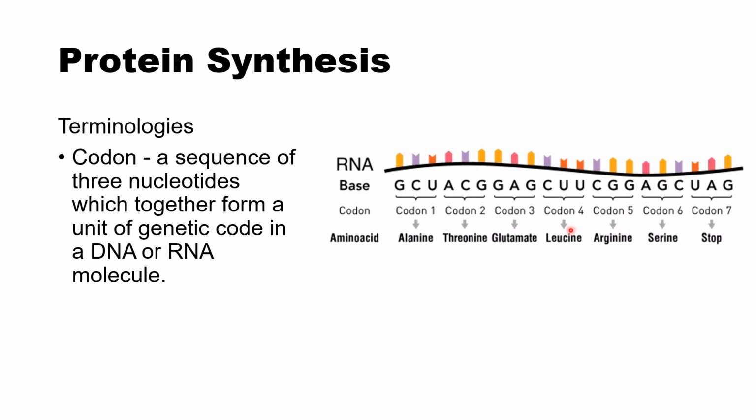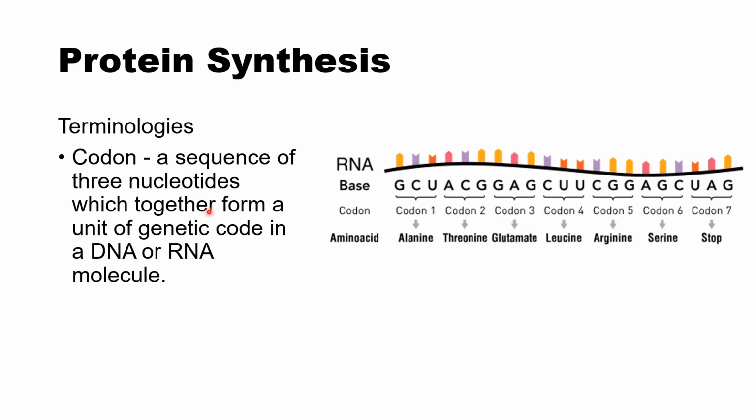So, before we go deeper into translation, let's talk about yung mga terminologies muna bago natin yung translation part. So first na terminology na dapat nating malaman is yung codon. So codon is a sequence of 3 nucleotides which together form a unit of genetic code in a DNA or RNA. So ito yung kinopya. Ito yung kinukopya nung DNA polymerase kanina para tapos nilalagay niya dun sa mRNA. Ito yung codon. Ito yung genetic code na kinokopya.